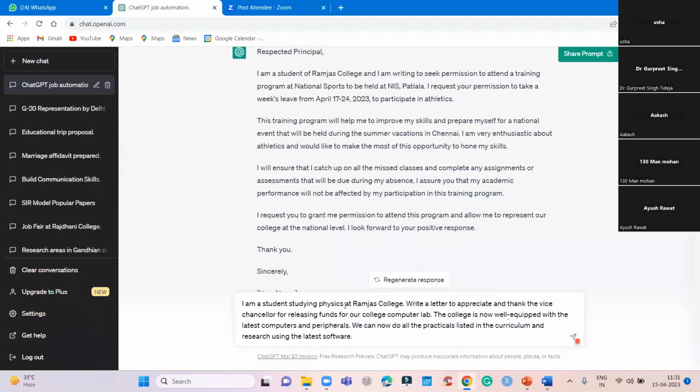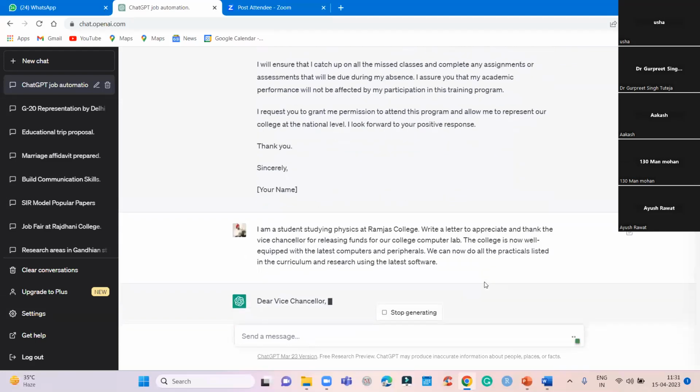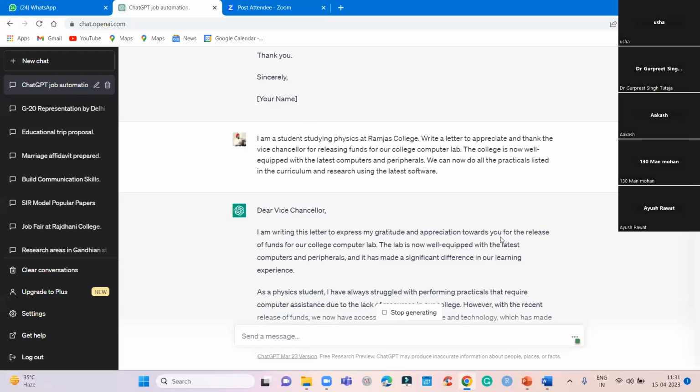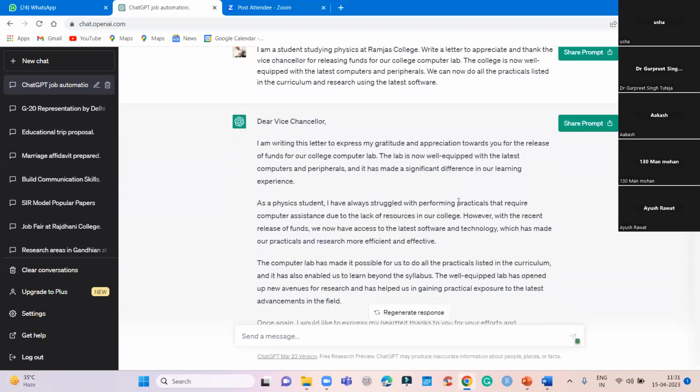I am a student studying physics at Ramdas College. Write a letter to appreciate and thank the Vice Chancellor for releasing funds for our college computer lab. The college is now well equipped with the latest computers and peripherals. We can now do all practicals listed in the curriculum and research using the latest. So given this prompt, it writes: Dear Vice Chancellor, I am writing this letter to express my gratitude and appreciation towards you for the release of funds for our college computer lab. The lab is now well equipped with the latest computers and has made a significant difference in our learning experience.